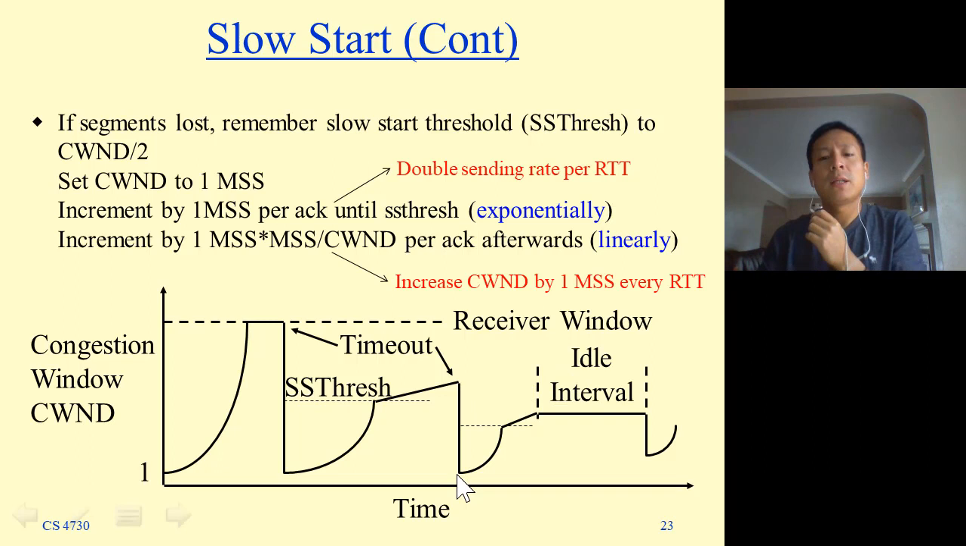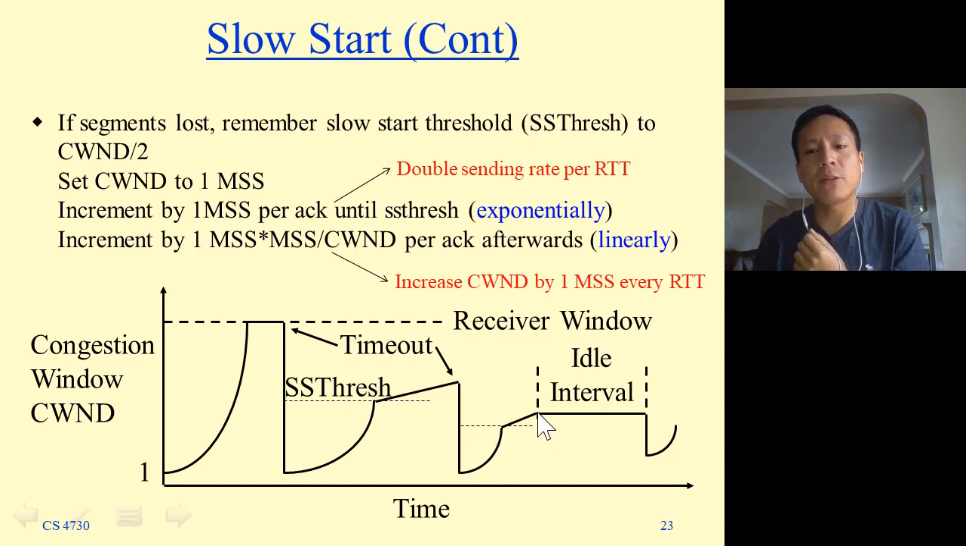You reduce your congestion window to 1, and you do the slow start again. But the slow start threshold at this moment has to be set to half of the congestion window at the moment when the congestion happens, right? And after you touch this slow start threshold, you do the linear increase.